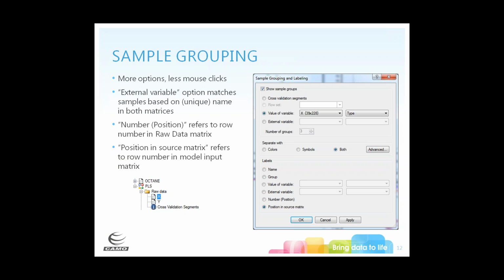If it's a raw data plot, then you can select any variable in that same matrix and perform the sample grouping. If you use external variable, then it will apply the unique headers, and you can select any table or matrix or model output result to do the sample grouping based on.